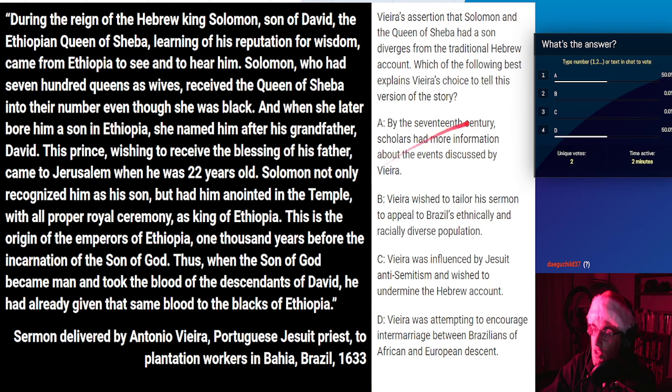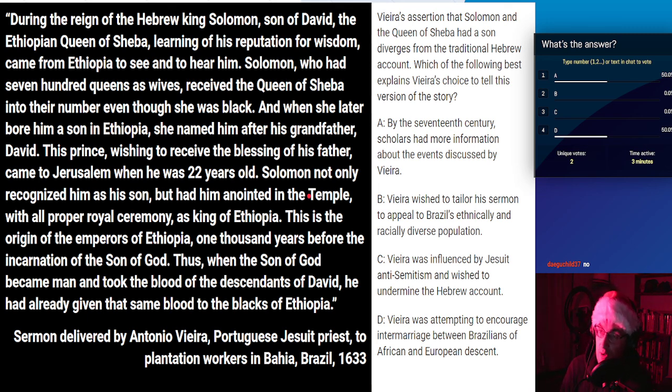Was there more information about the event? Not particularly. There's no real reason to think that. Was he trying to encourage intermarriage between Brazilians of African and European descent? Perhaps. But is the marriage of the Queen of Sheba and King Solomon the crux of the story? I don't know. It's mentioned here, but most of the story is spent talking about the sun, and that's why the answer here is actually B. He was tailoring his sermon to appeal to those he was speaking to.